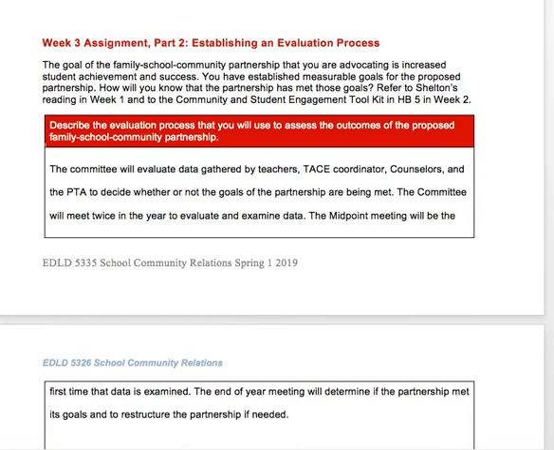So week two is going to be that evaluation process that I talked about. The goal for this family school partnership that you're advocating for is, most importantly, increasing student achievement and success. You have established those measurable goals in week two, and now you need to know, did your partnership meet those goals? So you're going to take a look at Shelton's reading in week one, and then the Community and Student Engagement Toolkit in week two, which is the House Bill 5.